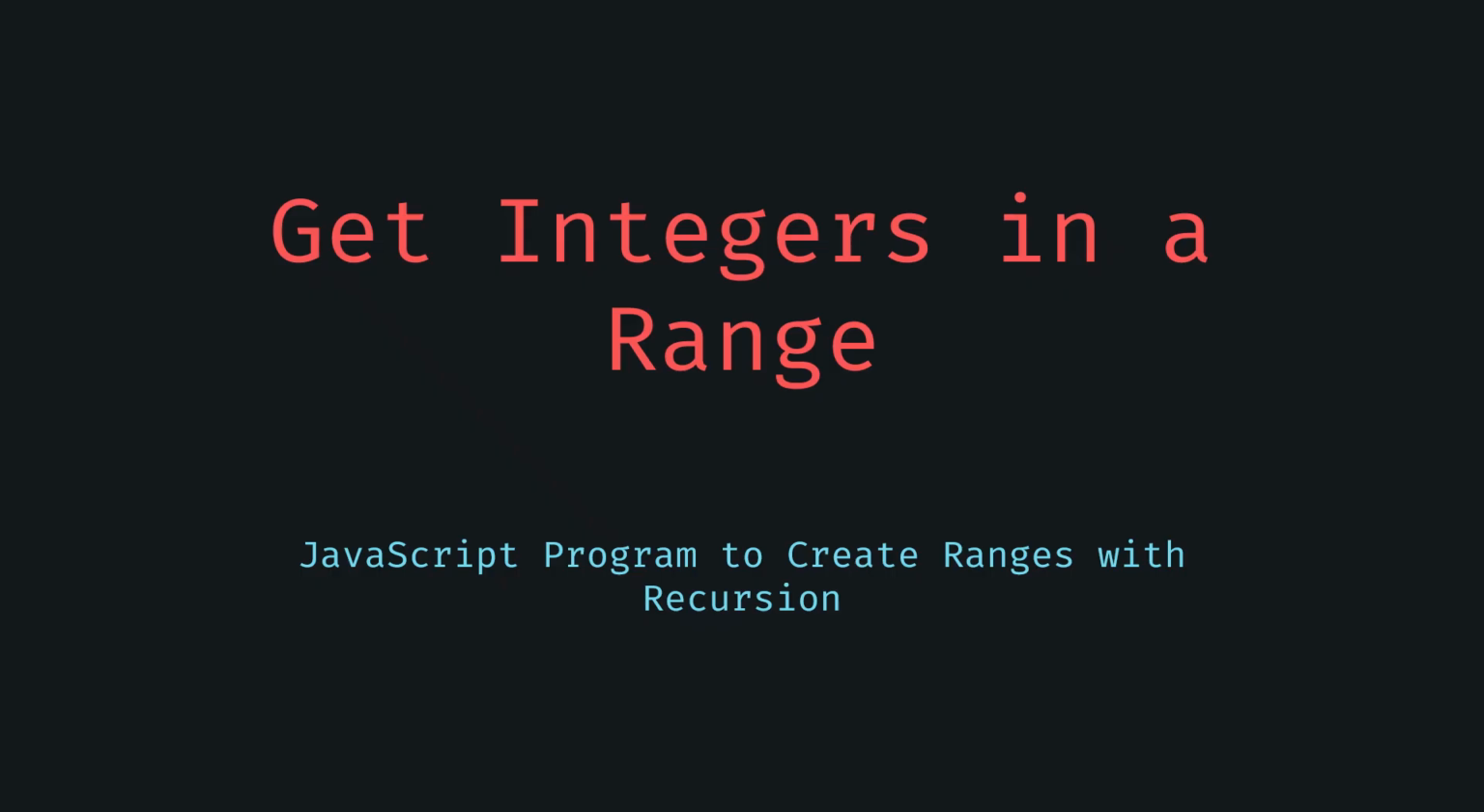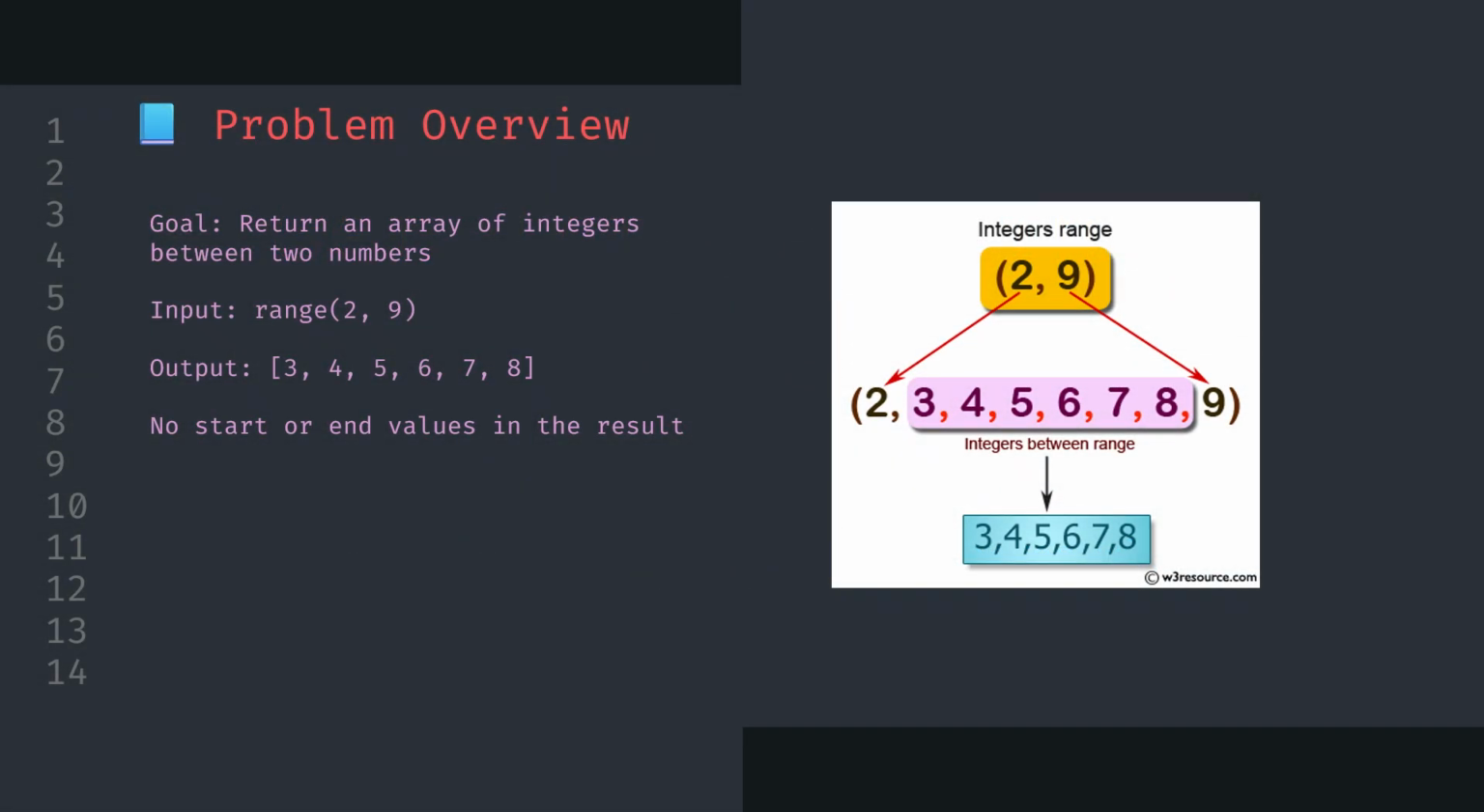Let's start by exploring the problem itself. We're given two numbers, a start number and an end number. Now, we want to return all the numbers in between, not including the start or the end. For example, between 2 and 9, we get 3, 4, 5, 6, 7, and 8.